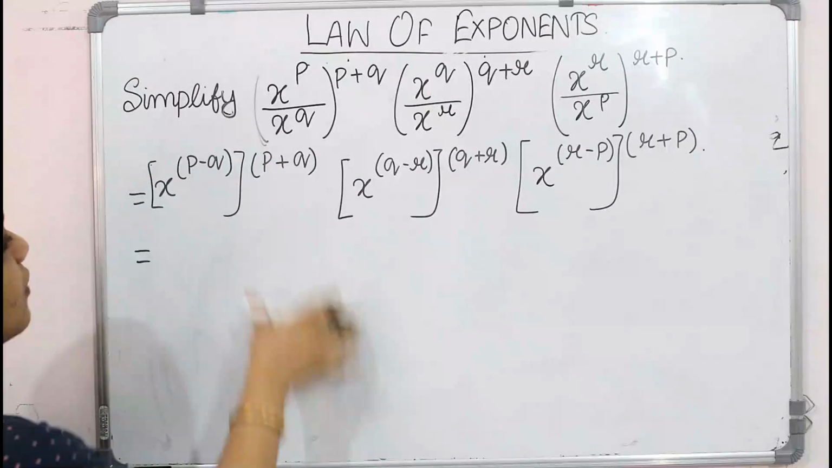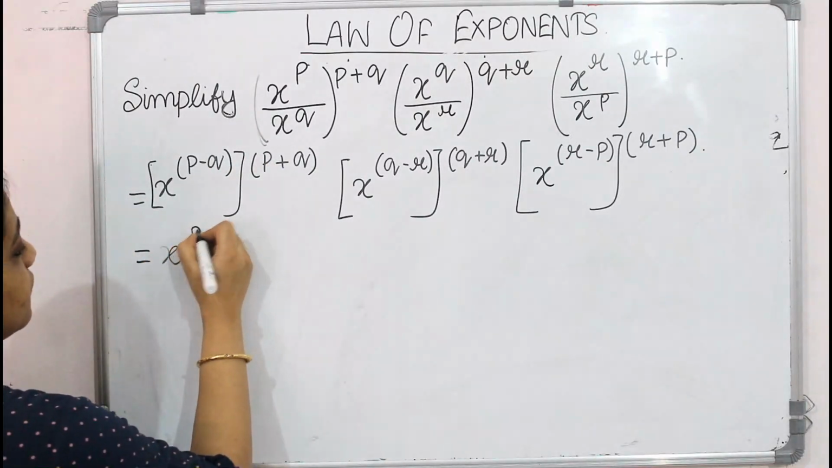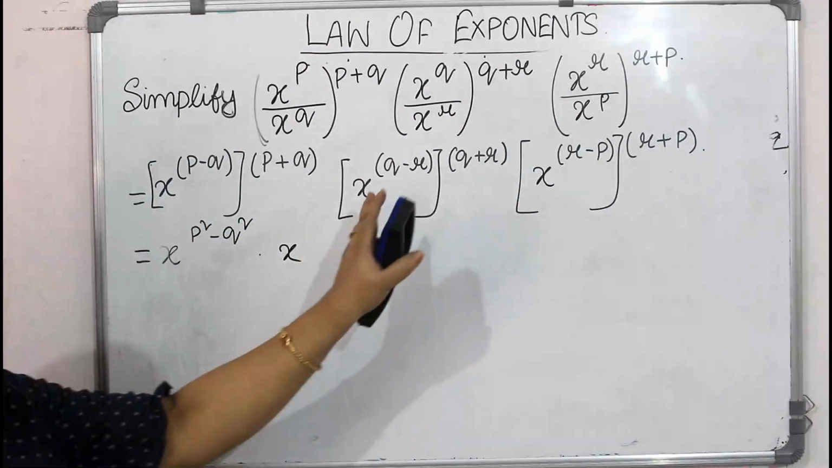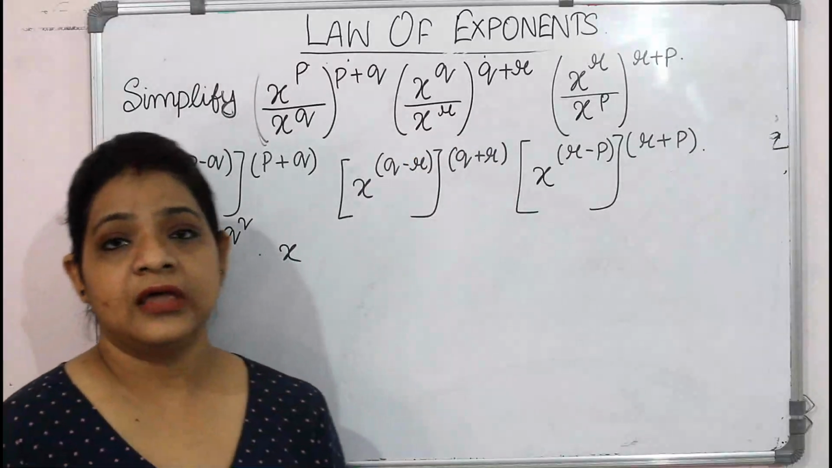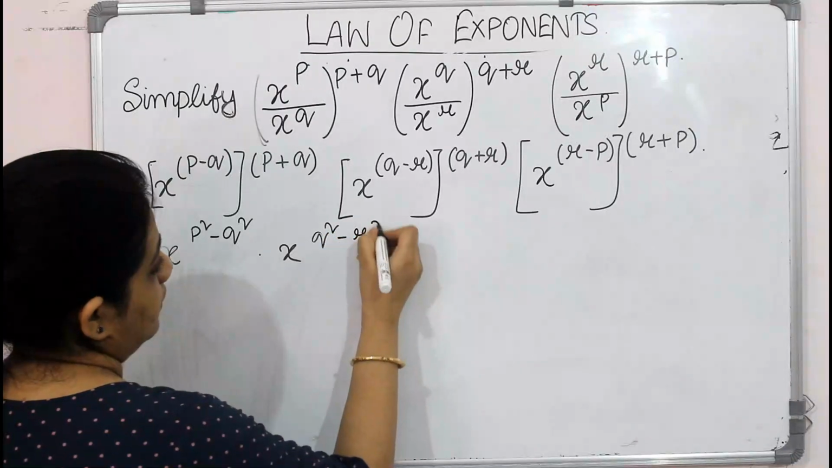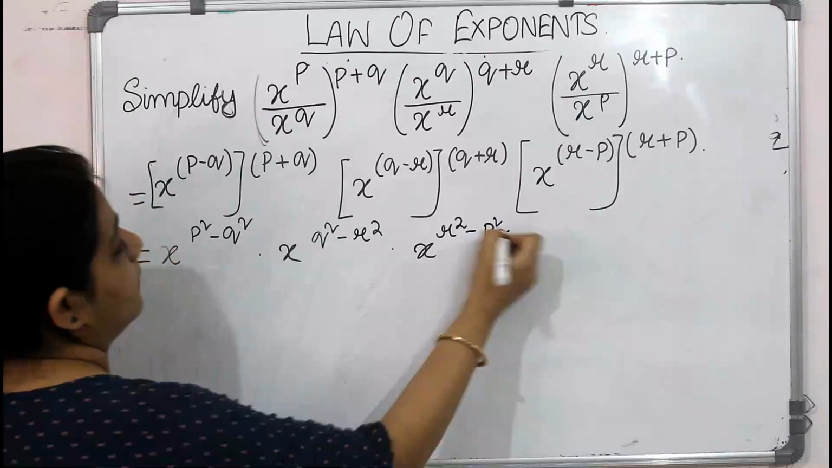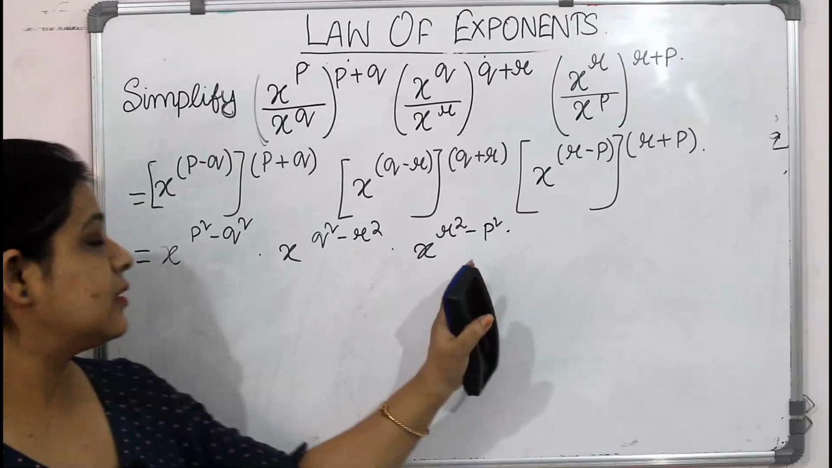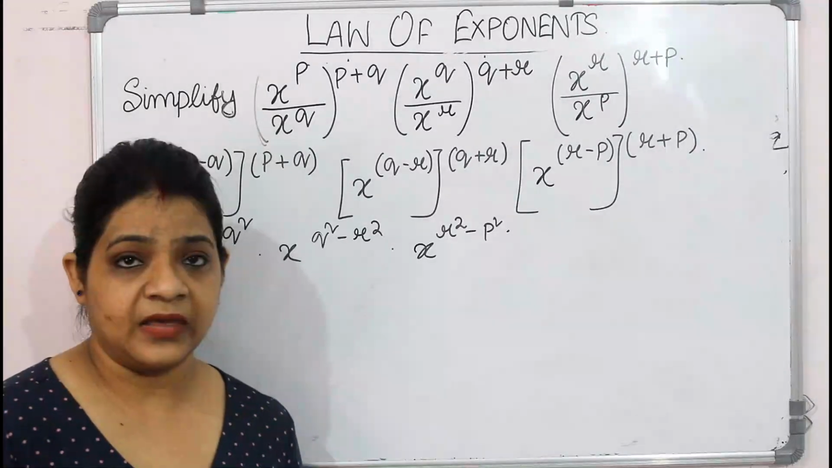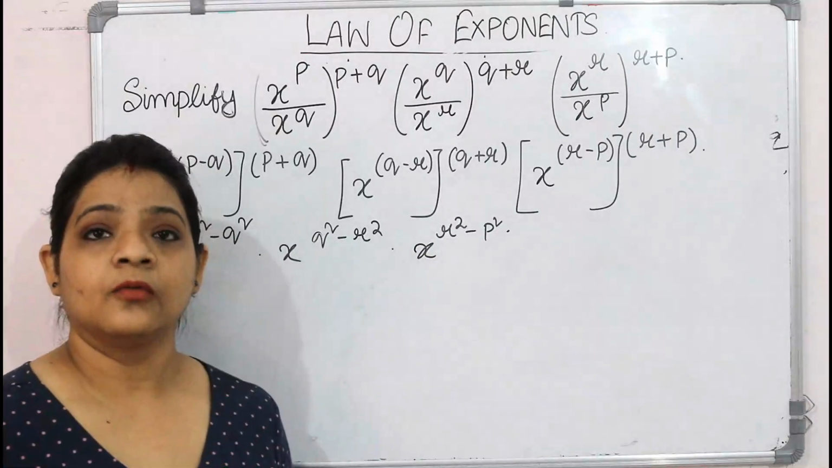So no need of extending another step, straightaway I will write it as p square minus q square. Now here also it is of the form of a minus b into a plus b. So we will write it as q square minus r square. Here also x to the power of r square minus p square. Now here if you see, all of them have the same base but powers are different, and all of them are being multiplied with the same base.